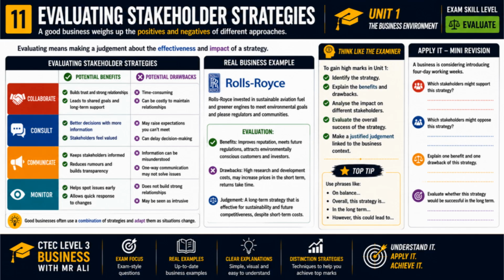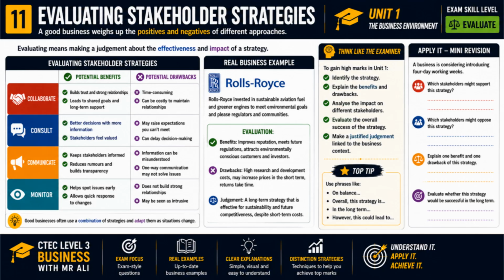So evaluating the stakeholder strategies, again, this is extra resource for you. Please pause it, go through. You've got collaborate, consult, communicate, monitor, potential benefits, potential drawbacks, real world examples, continuation with that evaluation and thinking like an examiner. Okay, so potential benefits of collaboration: builds trust and strong relationships, leads to shared goals, long-term support. Time consuming, unfortunately. Businesses have to take time to build those relationships, and time is money in business. Can be costly to maintain relationships.